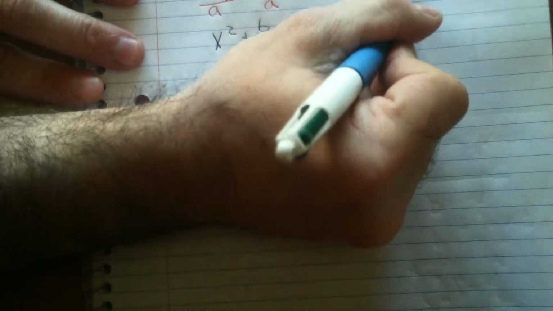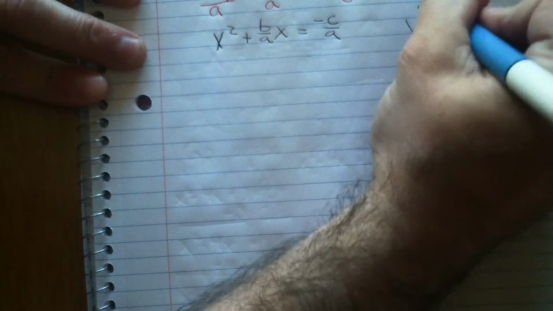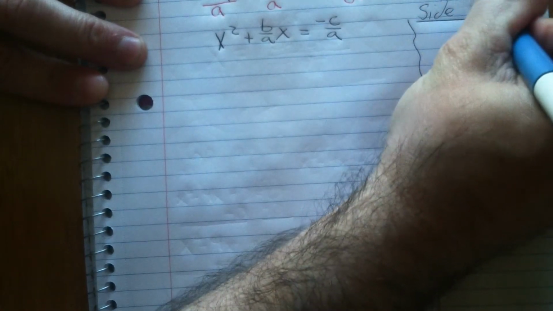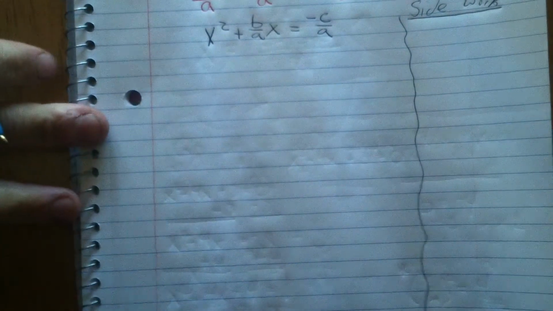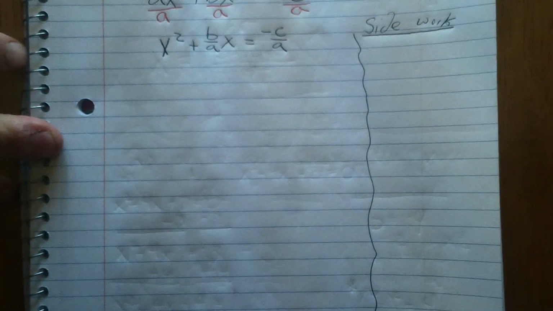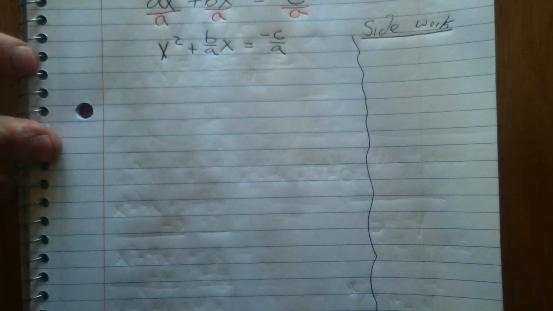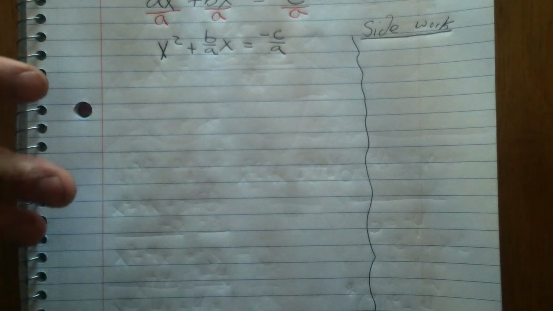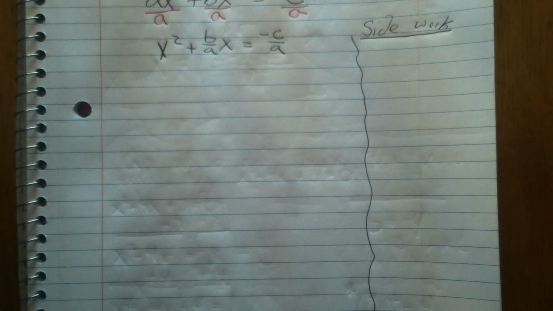Alright. Now remember, once we're at this point, we need some side work. We want to keep it separated from our actual work. The side work is very important, but if you don't keep it separated, the whole problem will get really jumbled, hard to see, hard to follow, very difficult to do.